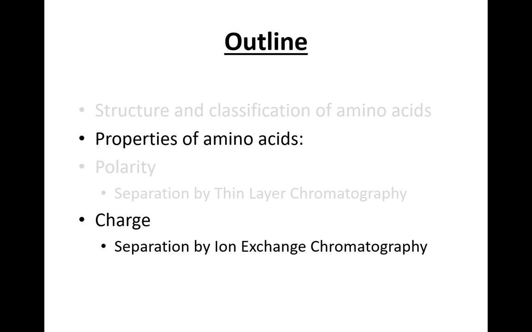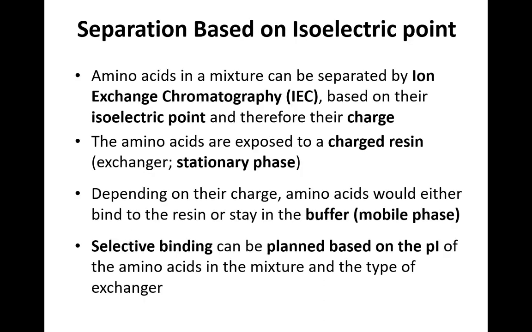Okay, let's finish this lecture by showing you why it's important to understand how the charge of the amino acid is dependent on the pH and how it can be exploited to separate them. By now you know that at different pH, amino acids have different charge. And that's what ion exchange chromatography exploits. It separates amino acids in a mixture based on the charge that they have at a certain pH, which is dependent on their isoelectric point. And this is done by putting the amino acids through a stationary phase.